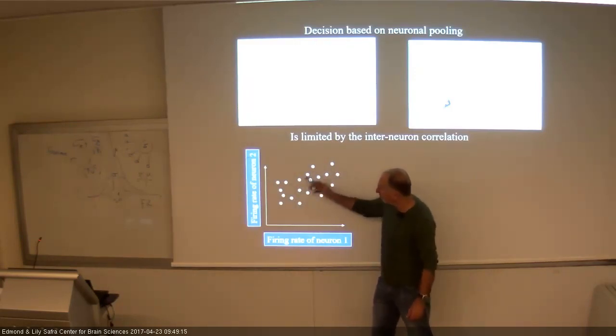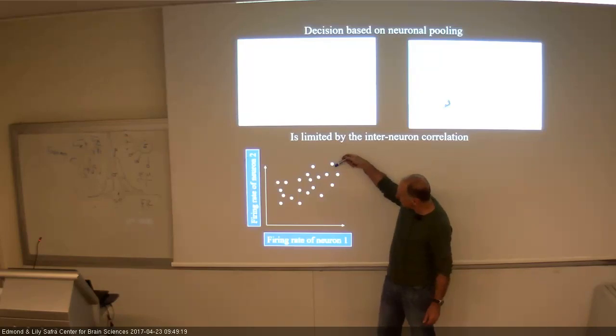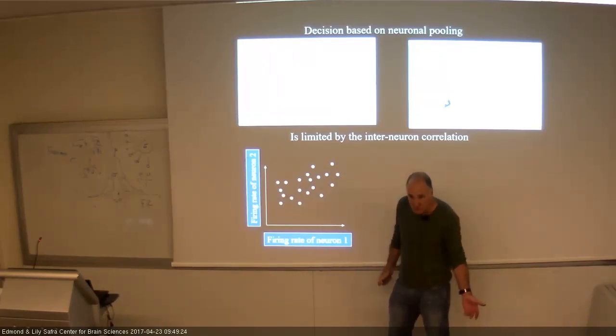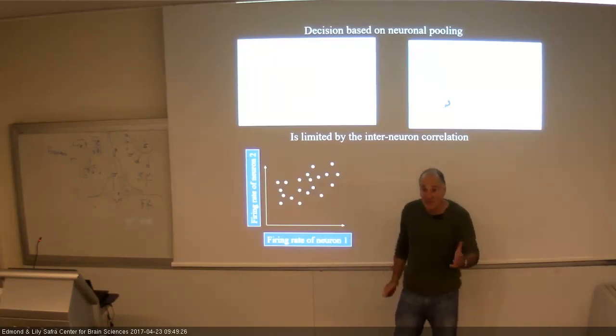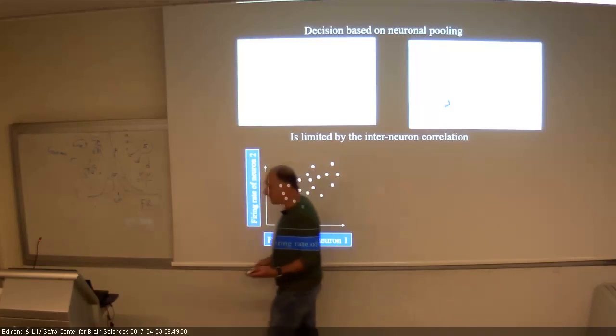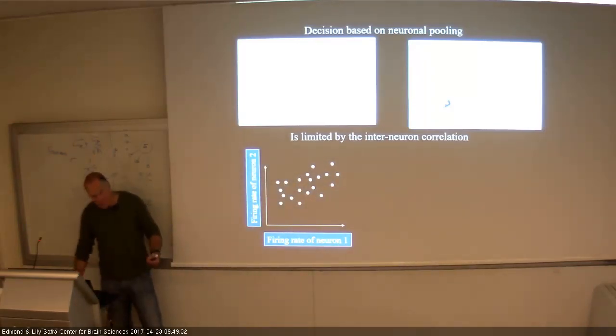And you get a cloud like that. You can fit it with a line, and compute the correlation coefficient. Correlation coefficient on average is usually of the order of 0.1 or something like that. Very, very weak correlation. But the point is that even with such a weak correlation, you get very little improvement of the signal to noise as you're increasing the number of neurons that are playing in your decision process.